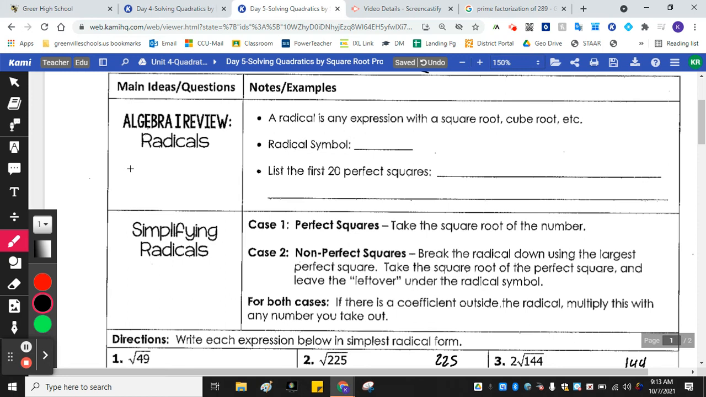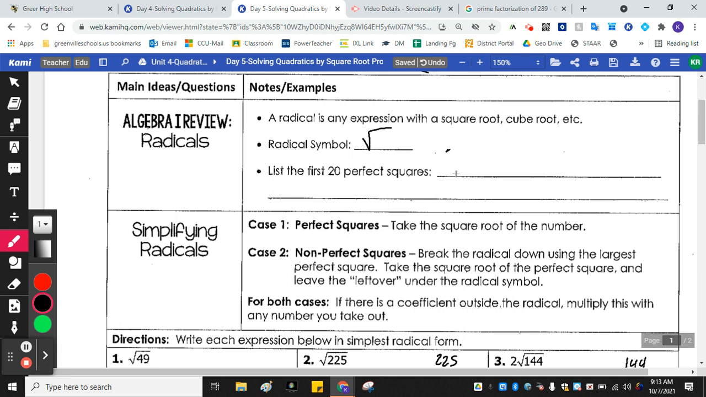When you're solving quadratics with the square root property, you have to remember how to do square roots. That's why that was our lesson first. A radical is an expression with square roots and cube roots. The radical symbol is just the sign, that symbol. It could be a square root if there's a 2 here or nothing. It can be a cube root if there's a 3 there.